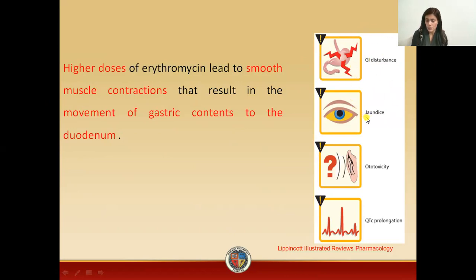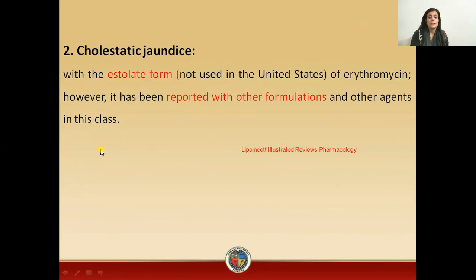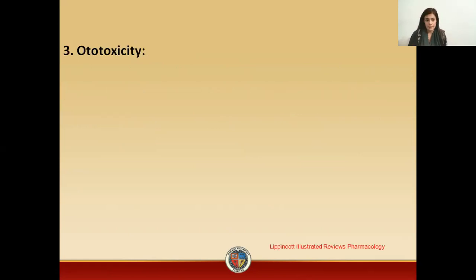Then we have jaundice, ototoxicity, and QT interval prolongation. That is, the drug has the ability to cause arrhythmia. Now, the second is cholestatic jaundice. As I have discussed in the previous slide, especially this is seen with the acylated form of the azithromycin. However, other formulations have also shown this adverse effect.